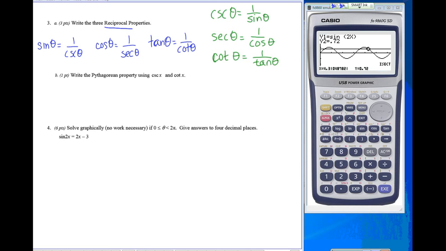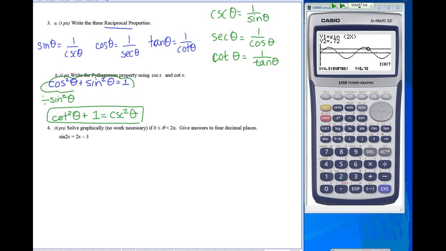1b says to write the Pythagorean property using cosecant and cotangent. Well, my first Pythagorean property was that the cosine squared plus the sine squared is equal to 1. Now again, I'm not saying the thetas, but I am writing down a theta or an x. There has to be a variable inside there. And then my other two Pythagorean properties come from dividing this. If I were to divide this whole thing here by a sine squared, then I would have cosine squared over sine squared, which is cotangent squared. I would have sine squared over sine squared, which is 1. And I would have 1 over sine squared, which is cosecant squared. And that's how I get my second Pythagorean identity.